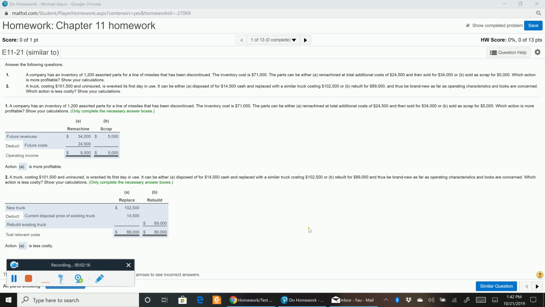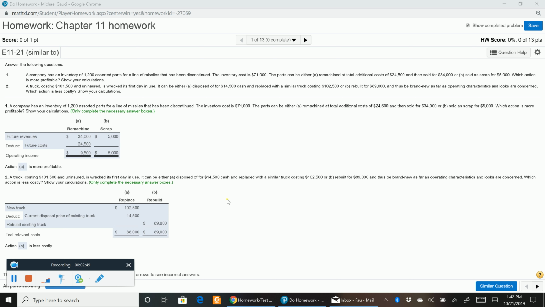Let's look at part B, which is very similar in regard to comparing relevant revenues versus relevant costs between our two alternatives. So with number two, we have a truck. It costs $101,500 and it's uninsured. It's wrecked on the first day of use. So we drive off the lot of the car lot, and of course, boom, we get into an accident as soon as we drive off. Completely uninsured. So we just spent this $101,500 and it's gone.